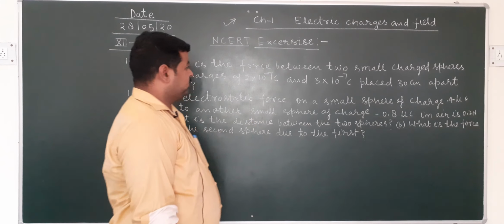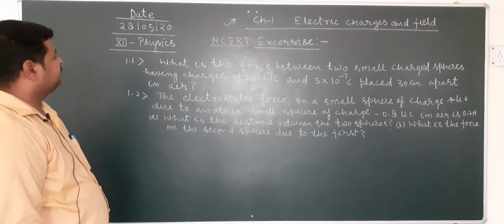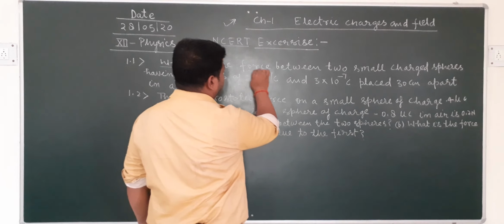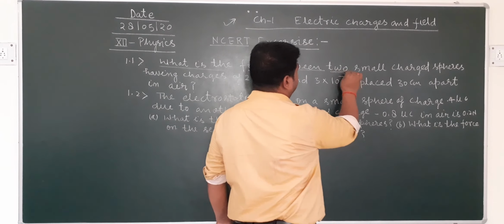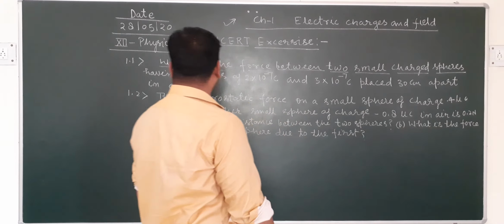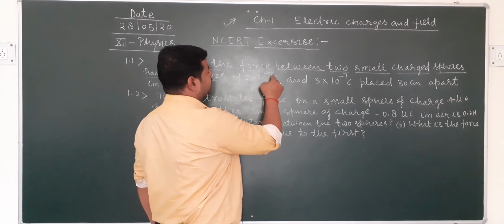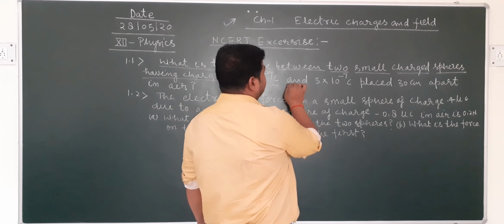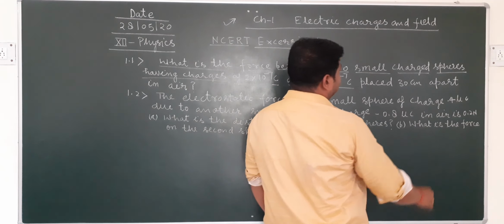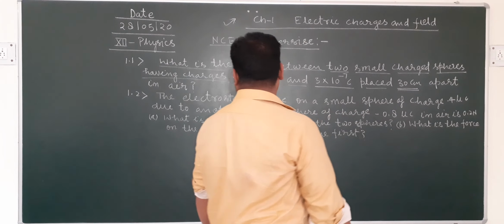Clear? So, the first question of the chapter electric charges and field is: what is the force between two small charged spheres having charges of 2 × 10^-7 coulomb and 3 × 10^-7 coulomb placed 30 centimeter apart in air.